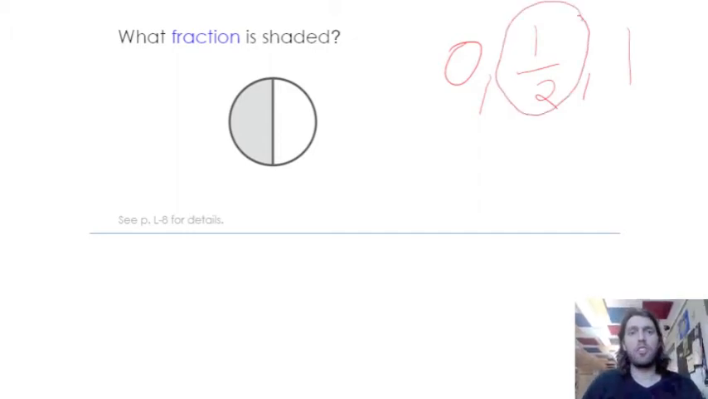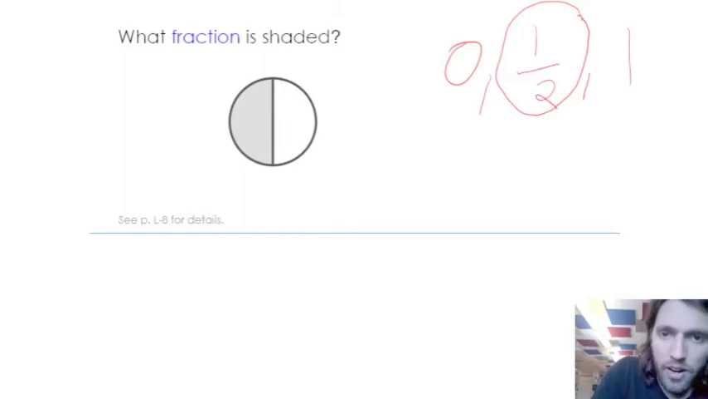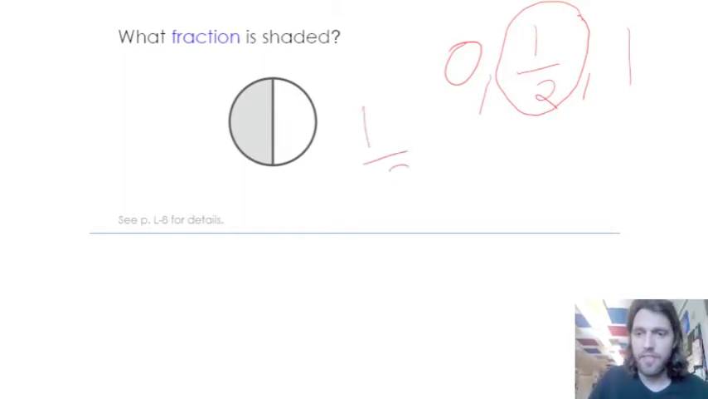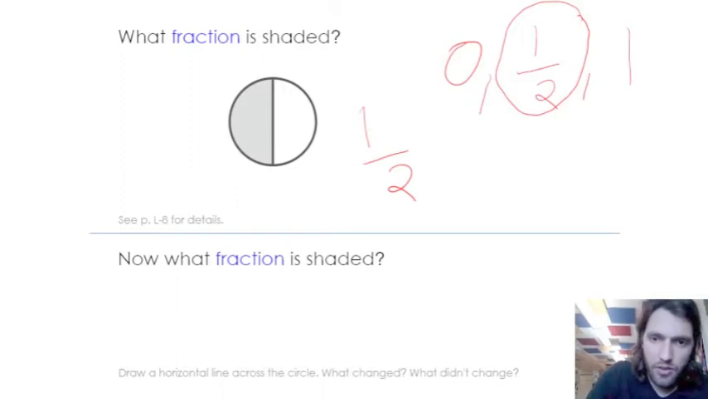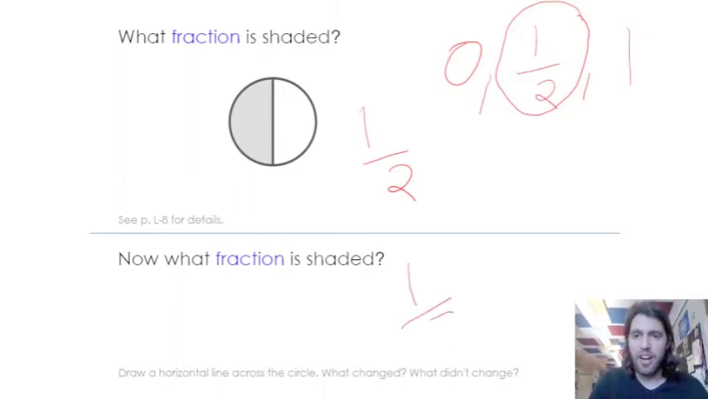All right? So if we look at this fraction right here, how much do we think is shaded? If we have that circle and we need to know how much is shaded, looks to me like exactly half of it is shaded, so it will be 1/2. All right, so now what fraction is shaded? Same question. 1/2. All right, let's move on to the next one.